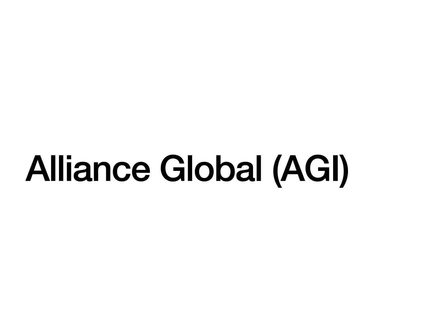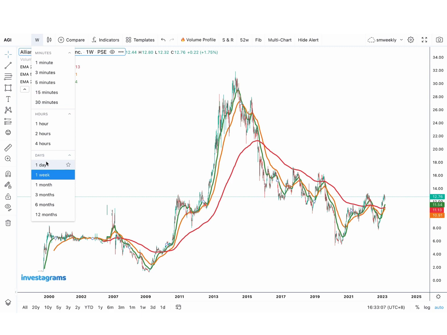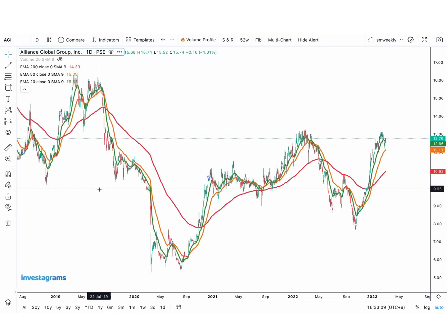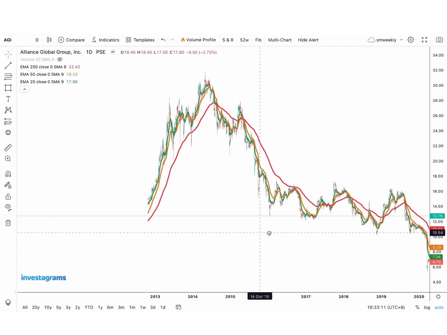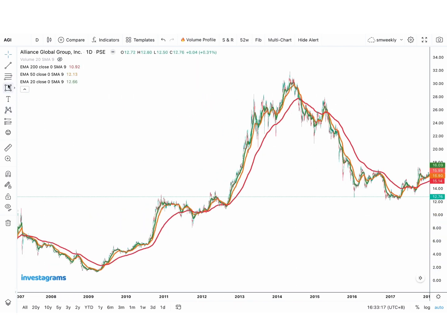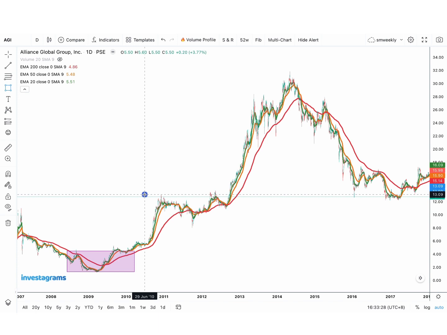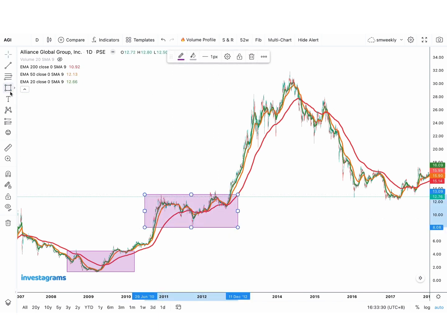Now let's check out the chart of Alliance Global or AGI. Now sometimes it's easier to find the bases using the weekly chart. Sometimes it's easier to find bases using the daily chart. In this case, we will use the daily chart. Alright, so we'll draw the bases again for AGI.